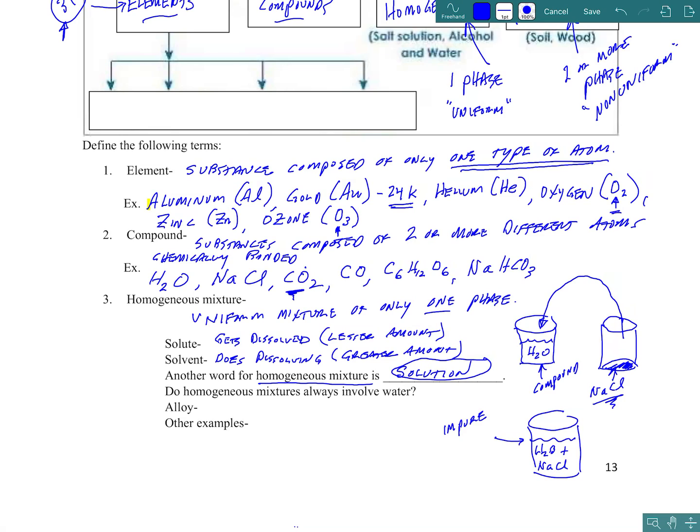Well, that mixture happens to be homogeneous because when salt dissolves in water, we have only one phase. We have this aqueous liquid phase of water and sodium chloride dissolved in it. It is considered to be a uniform mixture or homogeneous mixture. Do you see the difference now between pure compounds and impure mixtures?